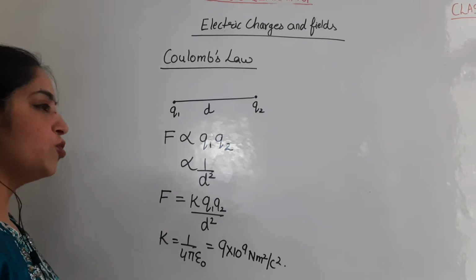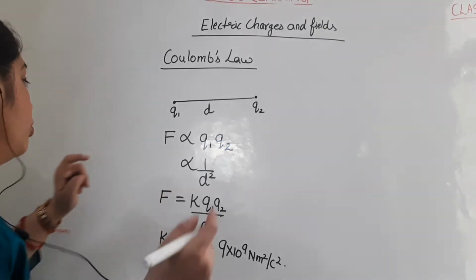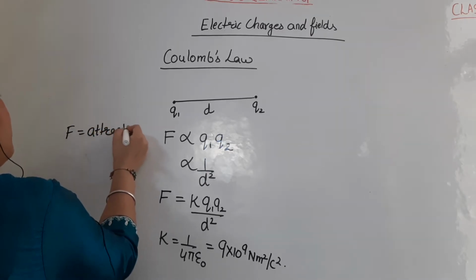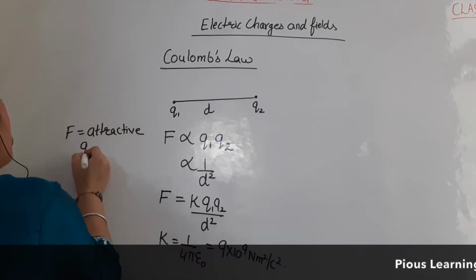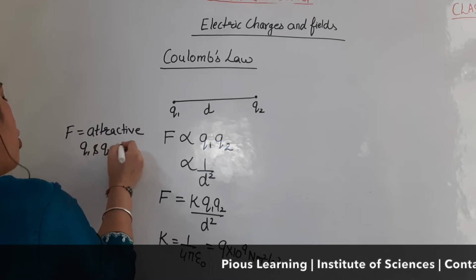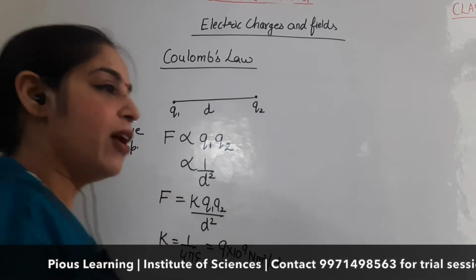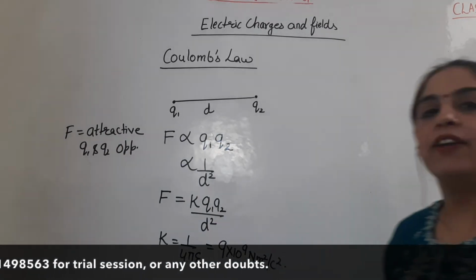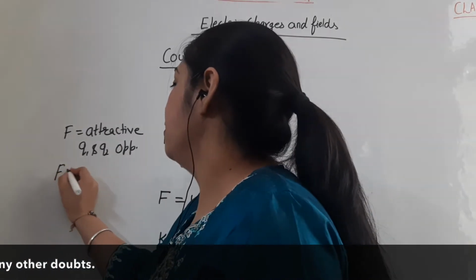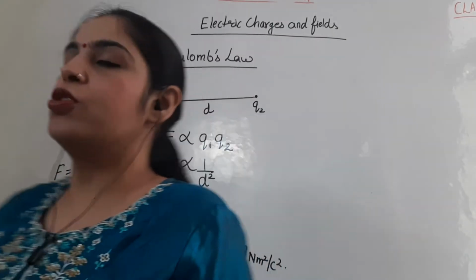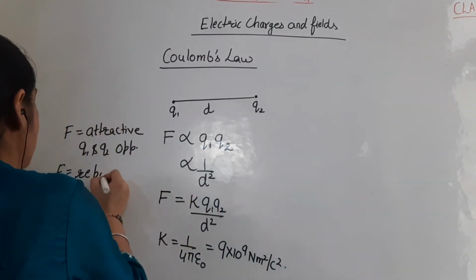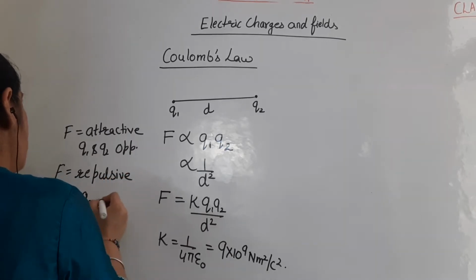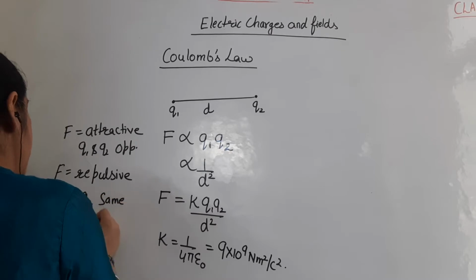So this is the force which is acting between the two charges. The force will be attractive if Q1 and Q2 are of opposite sign. If one is positive and the other is negative, the force will be attractive, and the force will be repulsive if the charges are of the same sign, that is, Q1 and Q2 are of the same sign.